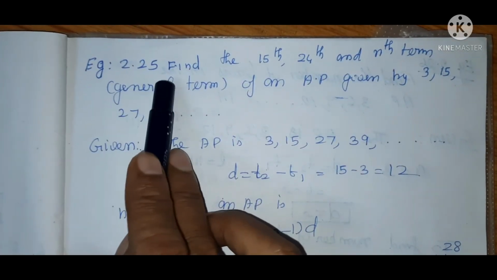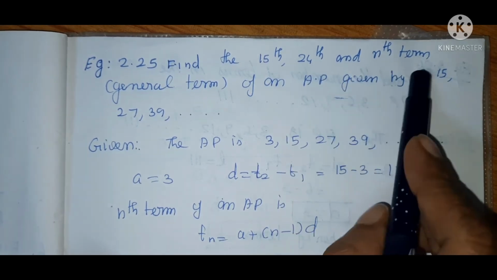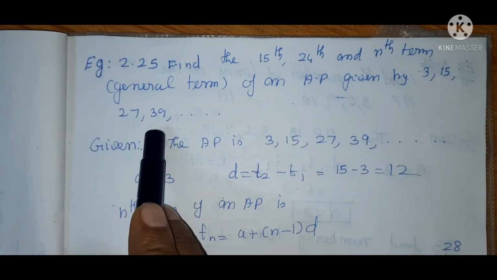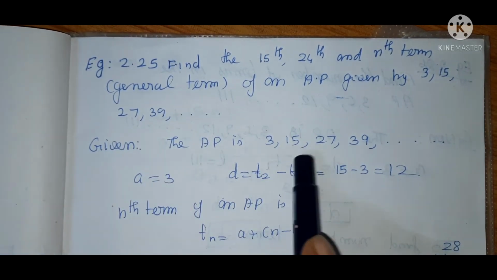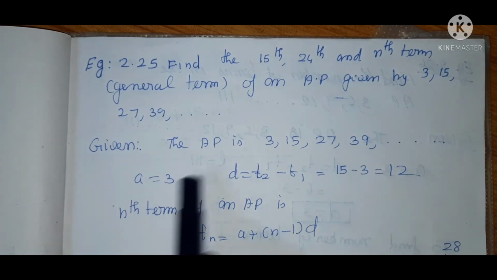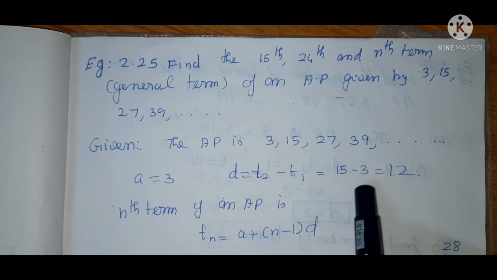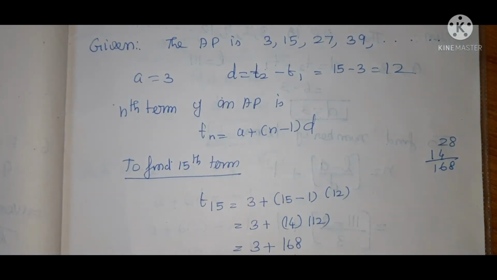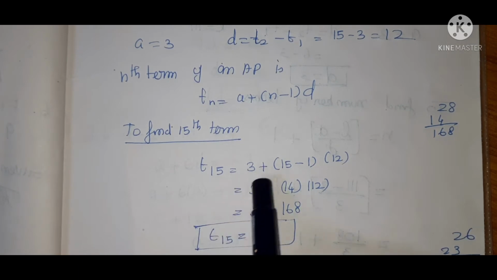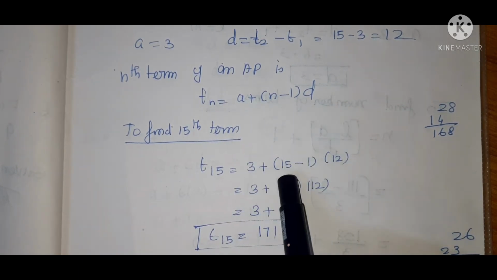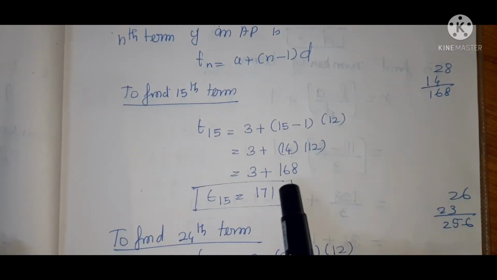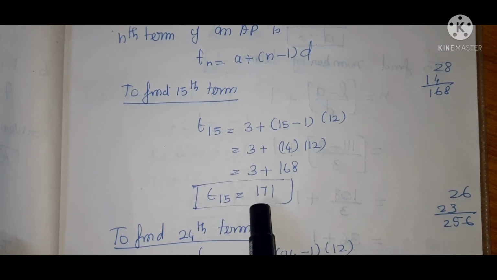Example number 2.25. Find the 15th, 24th and nth term, that is the general term, of the AP given by 3, 15, 27, 39. Given the AP is 3, 15, 27, 39. Here a is 3, d is t2 minus t1, 15 minus 3, which is 12. The nth term of an AP is Tn is equal to a plus n minus 1 into d. That is the formula for the nth term of the AP. To find the 15th term, T15 is equal to 3 plus n minus 1, n is 15 minus 1, d is 12. 3 plus 15 minus 1, 14, 14 into 12, 168.